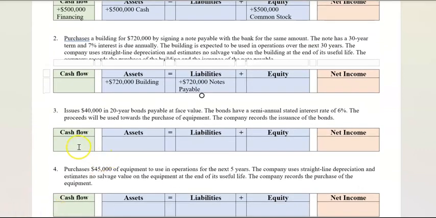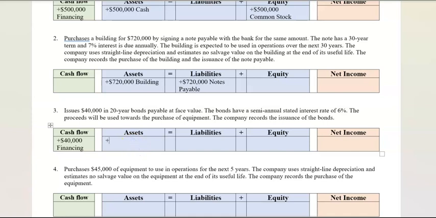Transaction 3, the company issues $40,000 in 20-year bonds payable at face value. The bonds have a semi-annual stated interest rate of 6%. The proceeds will be used towards the purchase of equipment. But what we are recording here is the issuance of the bonds. Let's see how issuing bonds affects the financial statements. Well, we're receiving cash when we issue bonds, so we're going to have a cash inflow in the statement of cash flows. And that's going to be recorded in the financing section of the statement of cash flows.